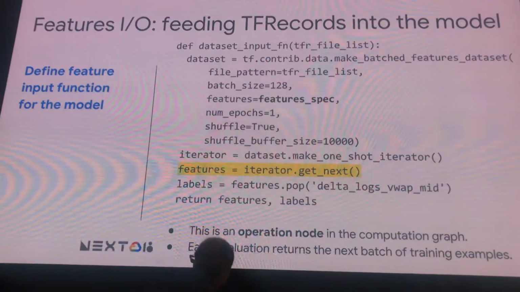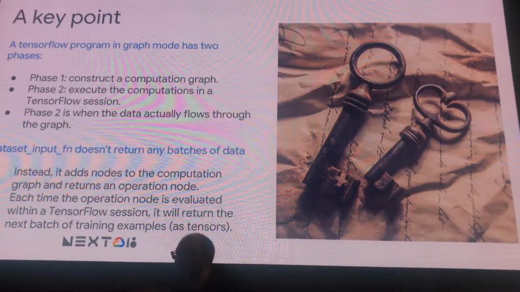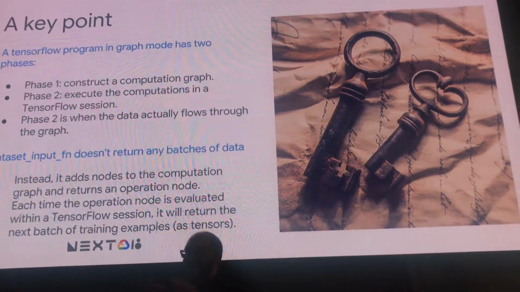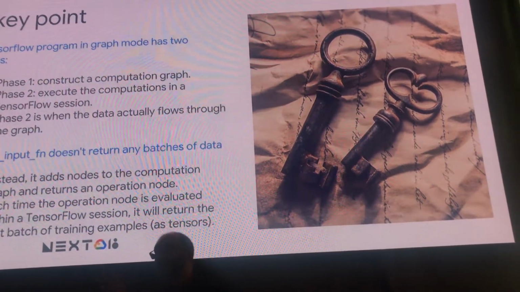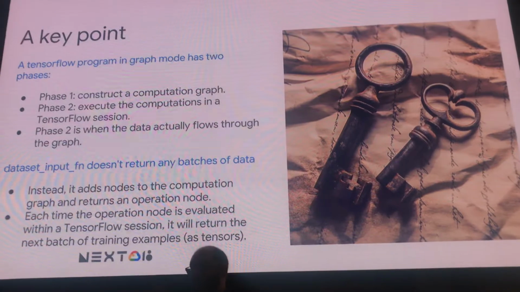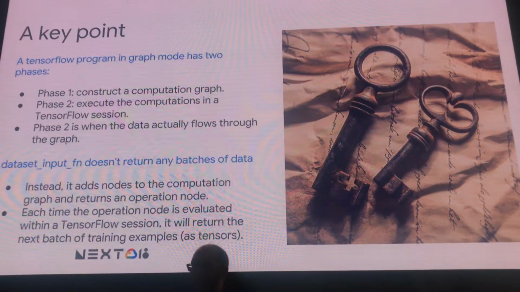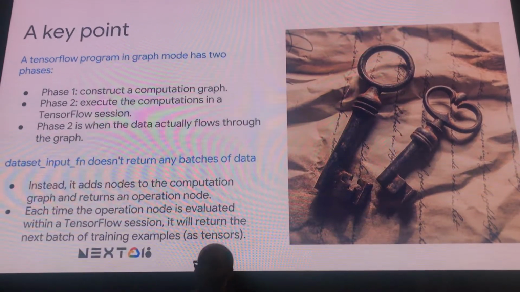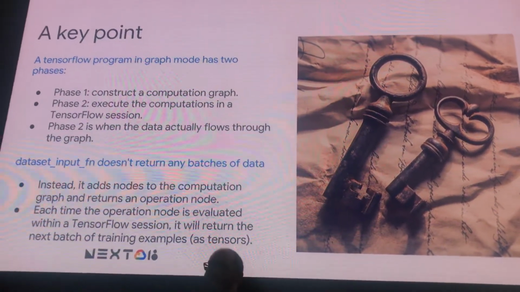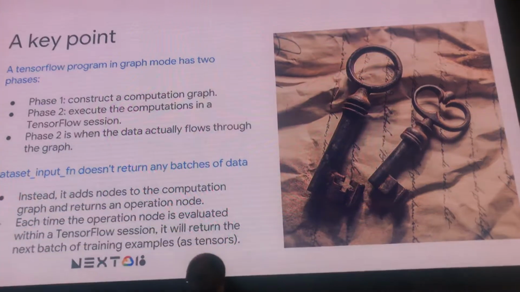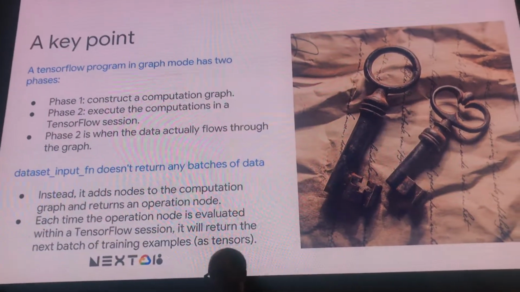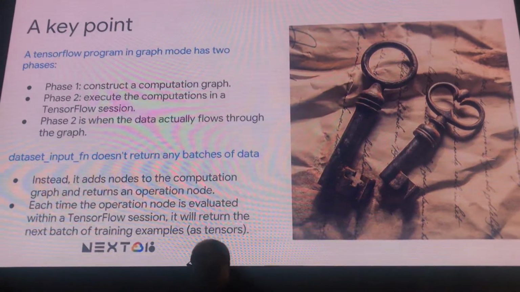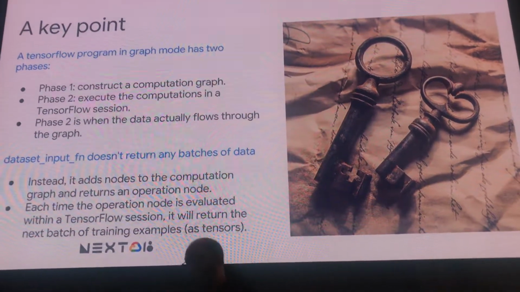And this is a very important subtle point, so I have a separate slide just for this, because it's a key point to understand. TensorFlow programs in graph mode have two phases. In phase 1, you construct a computation graph, but no data is flowing through the graph yet. Then in phase 2, you execute the computation within the TensorFlow session. And this is when data actually flows through the graph.